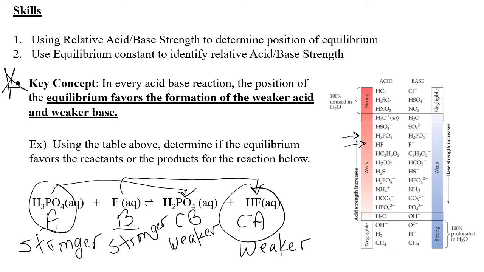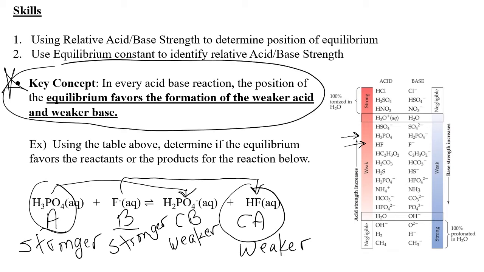So now that I know what the strong and weak acids are and my strong and weak bases, I can use the concept above to determine what side the equilibrium favors. The equilibrium favors the formation of the weaker acid and the weaker base. So the weak ones are on the right side, or the product side. The equilibrium favors the products.